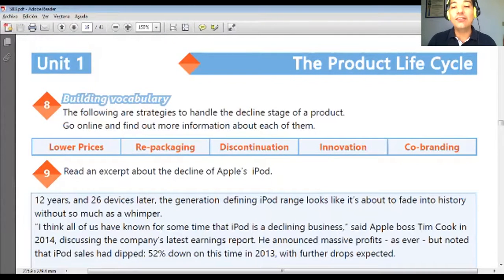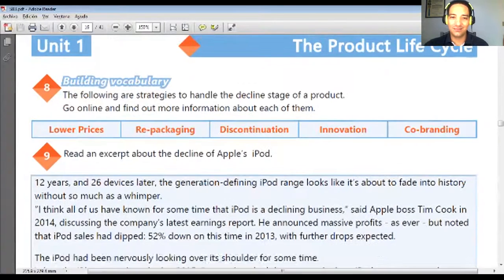The following are strategies to handle the decline stage of a product. Go online and find out more information about each of them. Lower prices, repackaging, discontinuation, innovation, and co-branding. So, how do we do this? I want you to be creative and tell your teacher, what do we do next? How do we do this in the most dynamic way? I'm all ears.